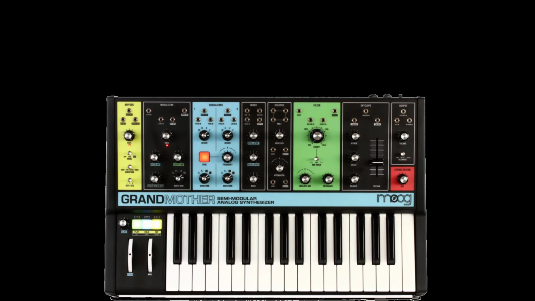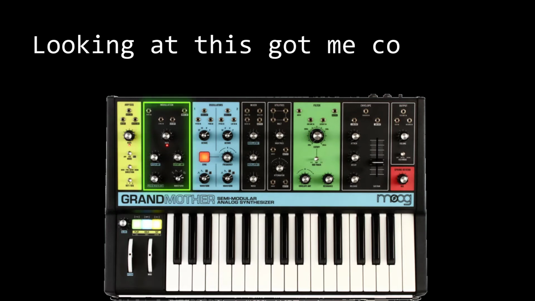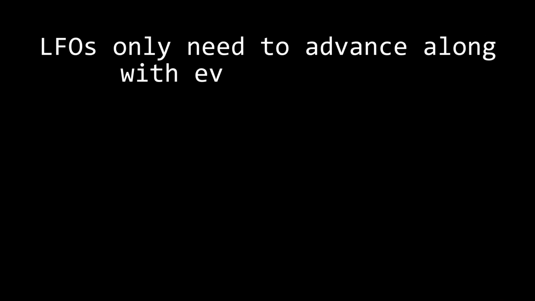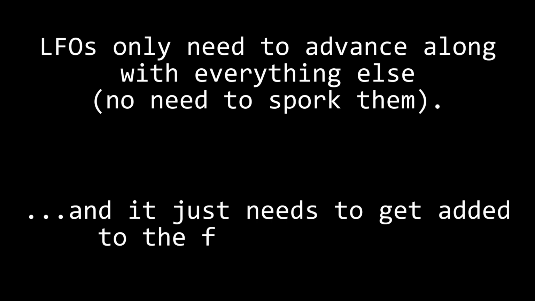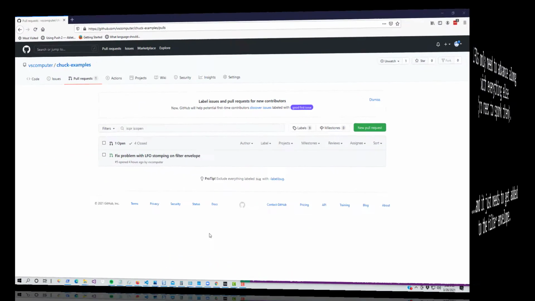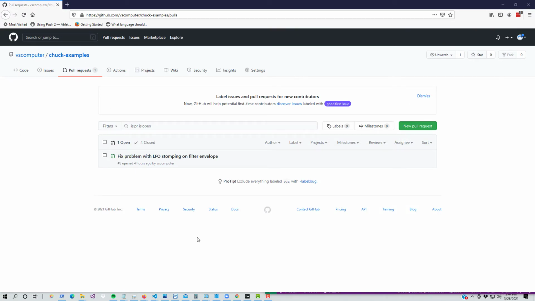The physical design of an analog synthesizer, which has an LFO that's always running, led me down a path of thinking that the LFO needed to be running in its own shred, but that's actually not the case. The LFO only needs to advance when time is advancing in our SynthVoice more generally, and its value only needs to contribute to whatever the filter envelope is doing. So I pushed up a fix to GitHub, and I made a new branch with a pull request.